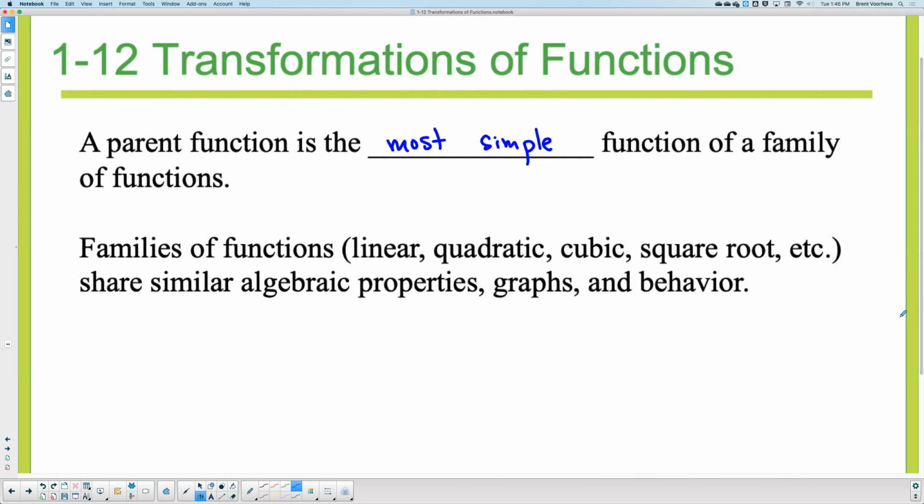What I'm about to do is rattle off something like 10 different parent functions here. We'll just make quick notes on them and we'll move on. So this part of the packet, we're going to be flying through here.